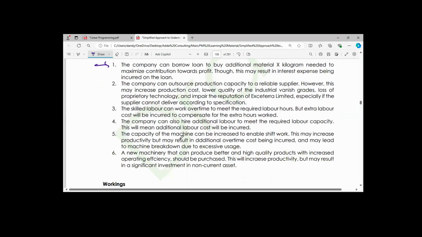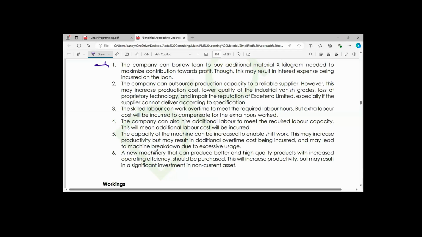Okay, so that's that. Point number 4 that I stated here is that the company can also hire additional labor to meet the required labor capacity. This will mean additional labor costs will be incurred, because if the skilled labor are already working at full capacity, the company may likely need to employ additional labor that will do the work. Then number 5, the capacity of the machine can be increased. You know, we have machine hour. They said machine hour is limited to 50,000.